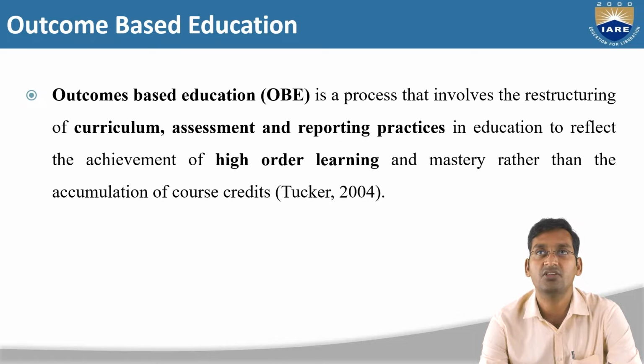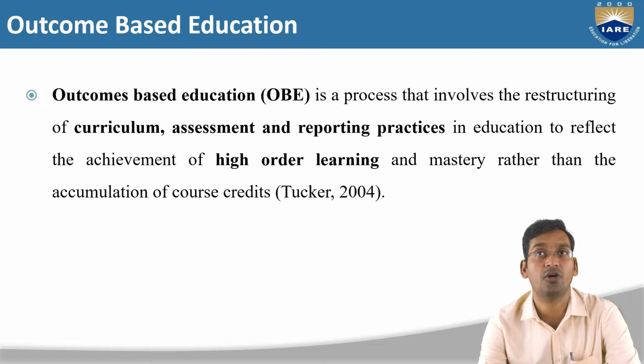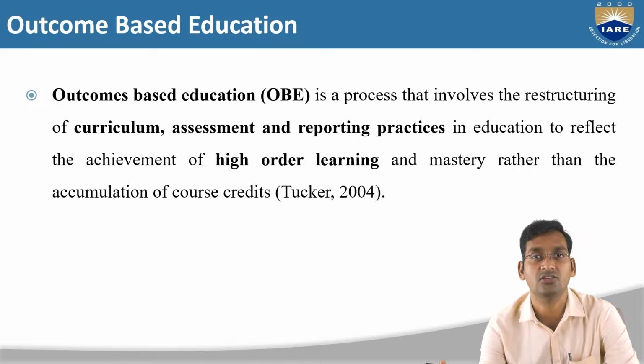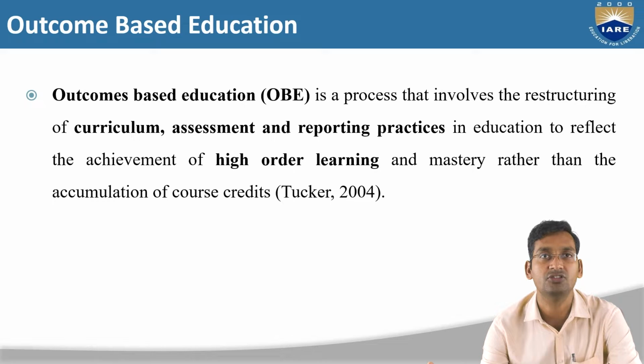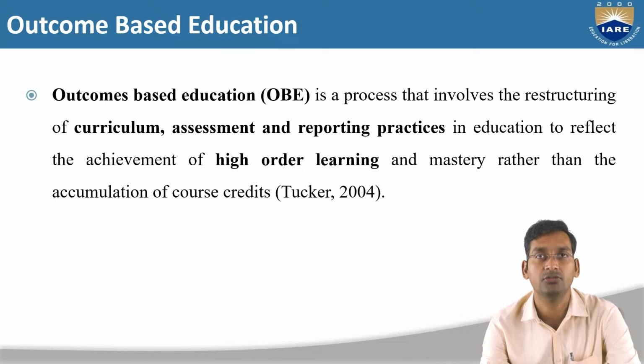Outcome-based education is a process that involves the restructuring of curriculum, assessment, and reporting practices in education to reflect the achievement of high-order learning and mastery rather than the accumulation of course credit. Generally, what happens is you have to clear a course. You opt for the course, you get 3 credits, 4 credits, and once you are in the final year, you have to cross the credit limit, whatever it is. Then your degree is over.